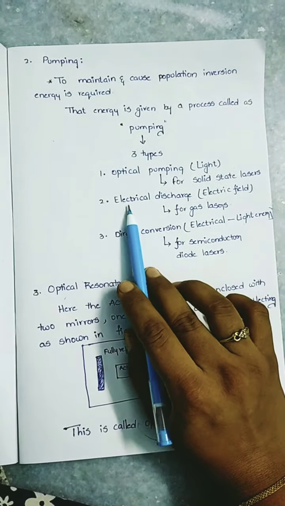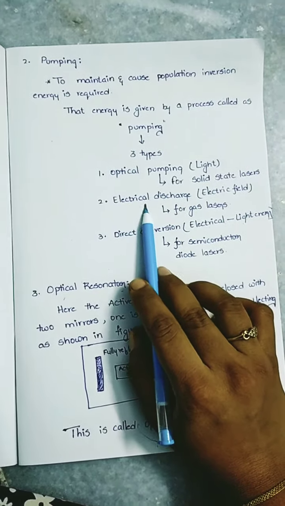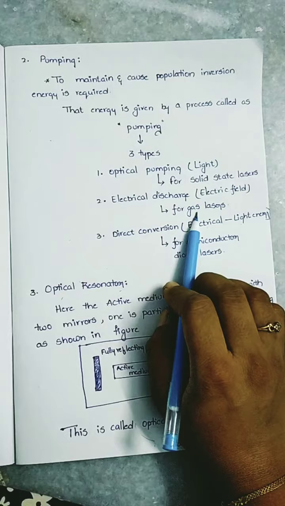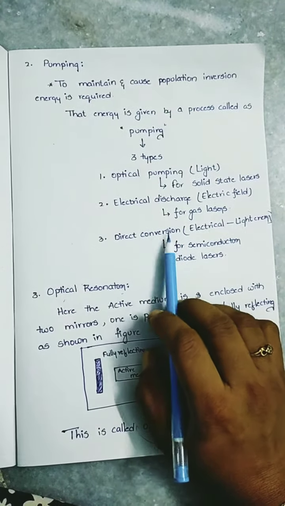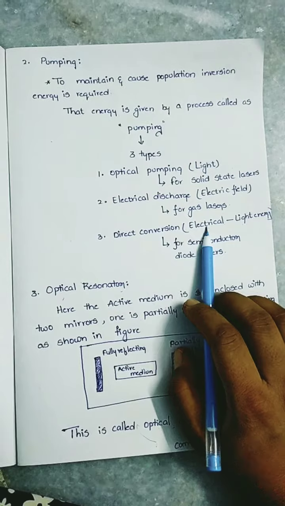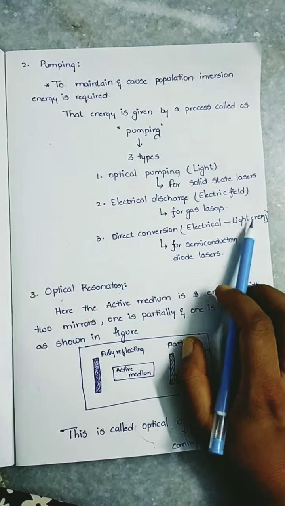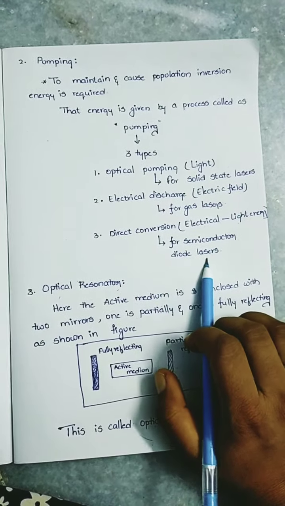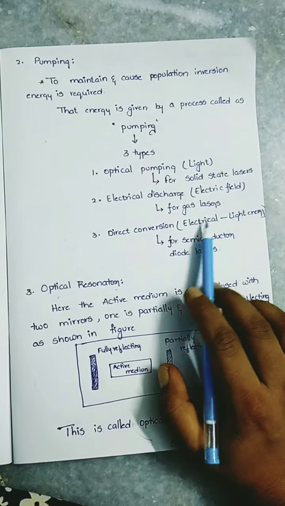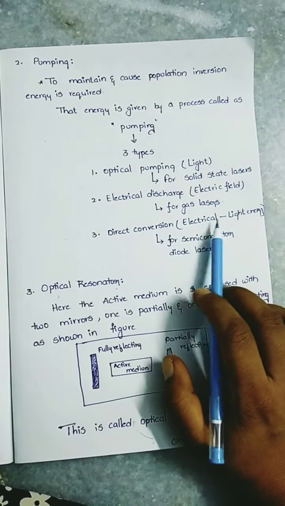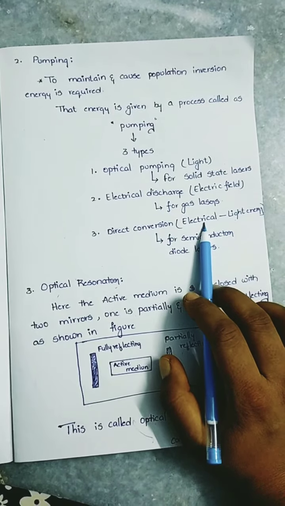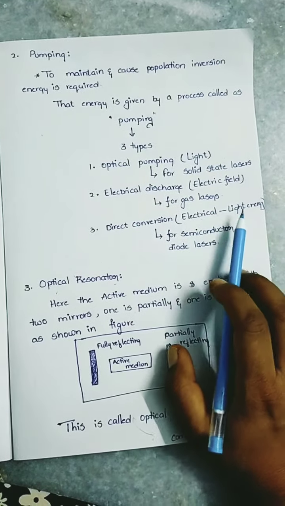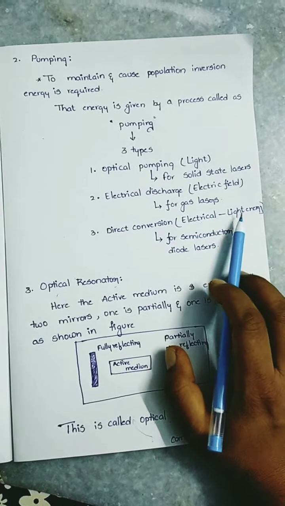The second one, electrical discharge. In this process, we will use an electric field, and this is applicable for gas lasers. The next one, direct conversion. In this, electrical energy is directly converted to light energy, and this is applicable for semiconductor diode lasers. For example, the normal light in our house: if we switch it on, electrical energy will be converted into light energy and the bulb will glow.